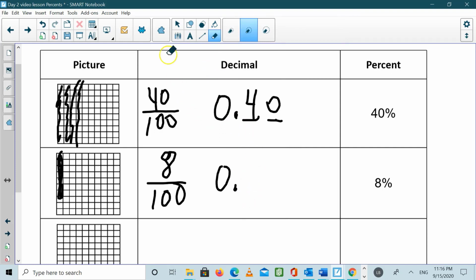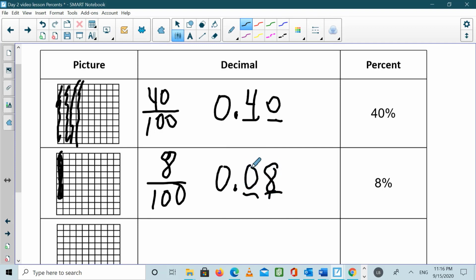That's why I like to draw the lines underneath. So I'm going, oh, okay, there's tenths, hundredths. I know my last digit has to be in this place right here. 8 hundredths. So what goes here? A 0. So that decimal is 8 hundredths. There is 8%, 8 out of 100.